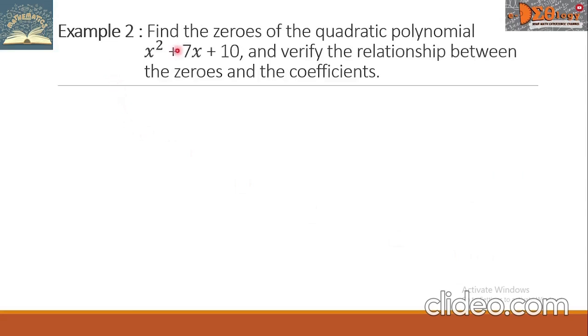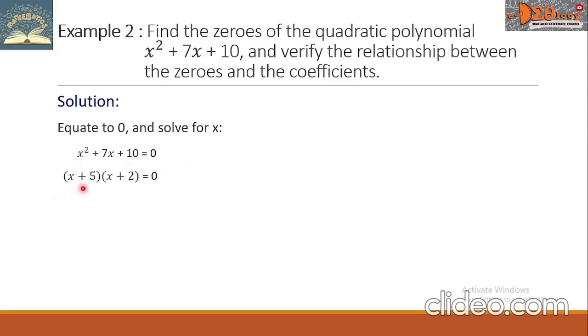Example 2. Find the zeros of the quadratic polynomial x squared plus 7x plus 10 and verify the relationship between the zeros and the coefficients. We are going to equate our polynomial to 0 and solve for x. So we write x squared plus 7x plus 10 equals 0. Let us solve the polynomial by factoring.